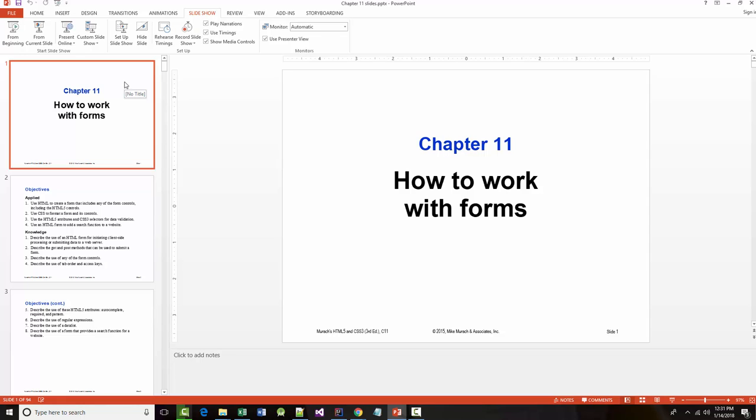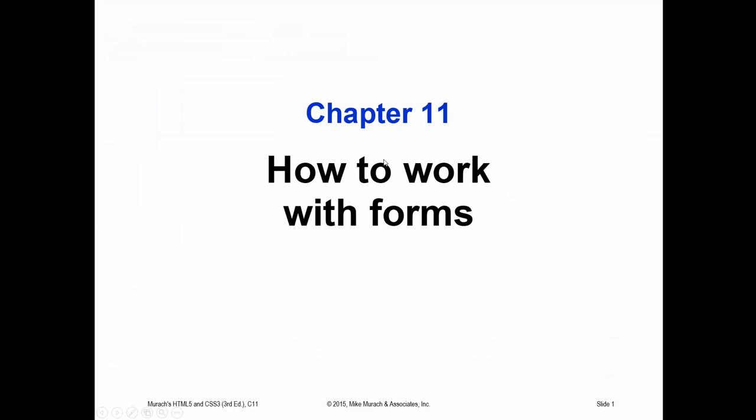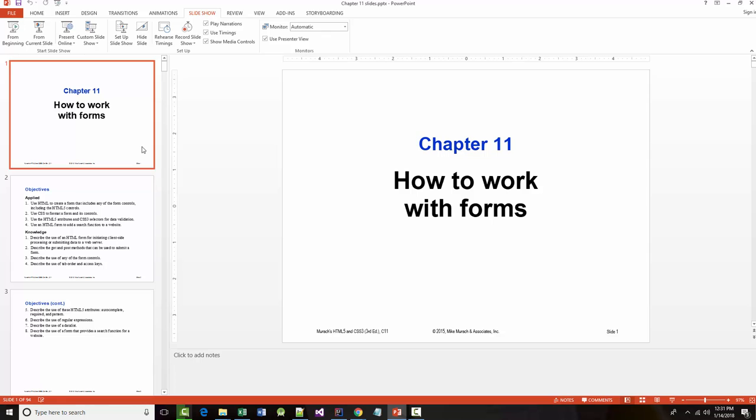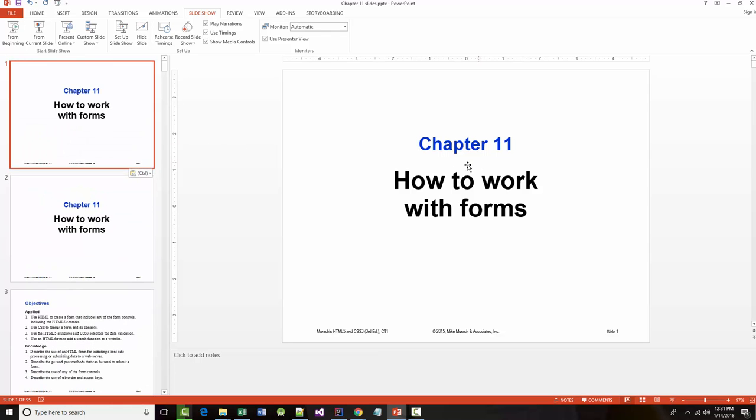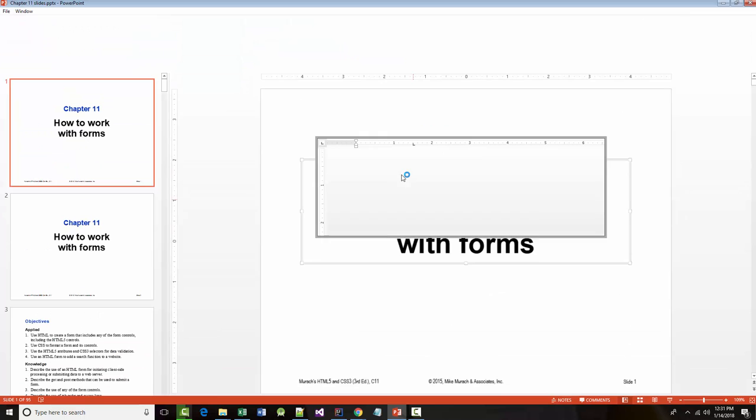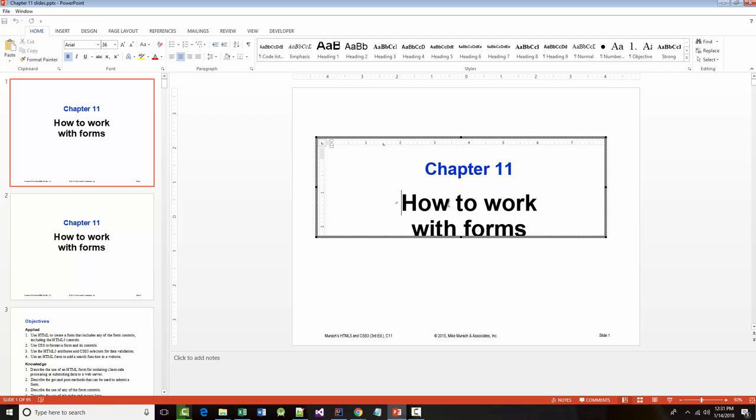Looks like we've got 4 applied objectives and 8 knowledge objectives, as I do always. So this will just say forms. And if you're saying, why are you even doing that? It's political in nature, so, all right.